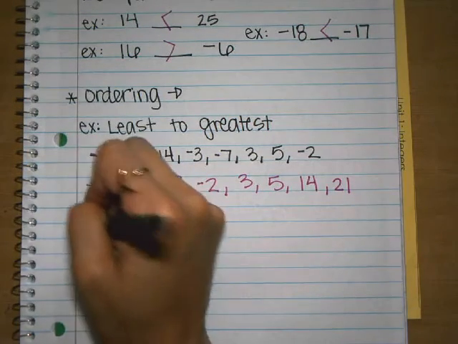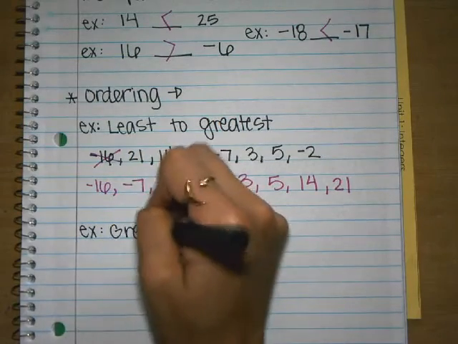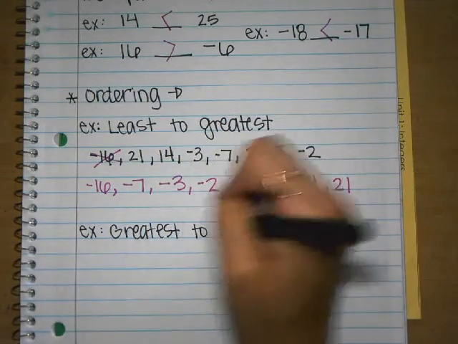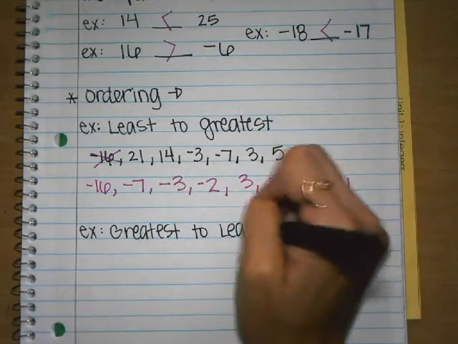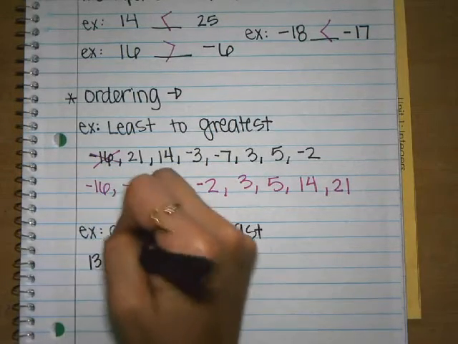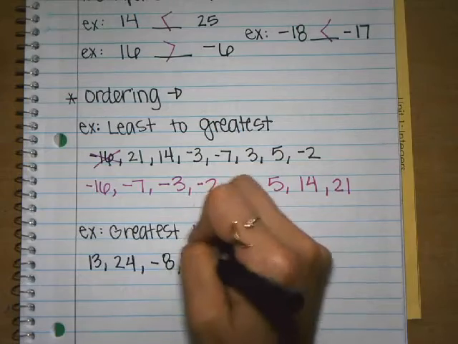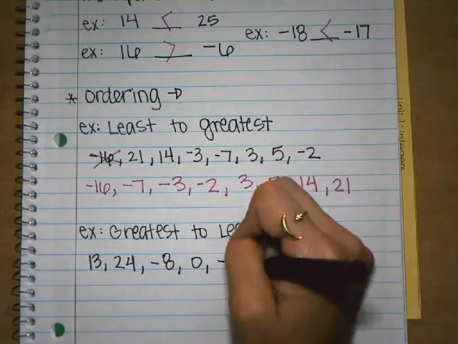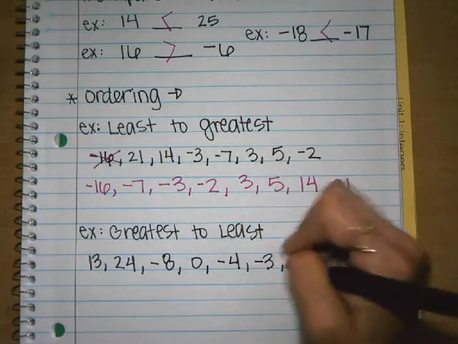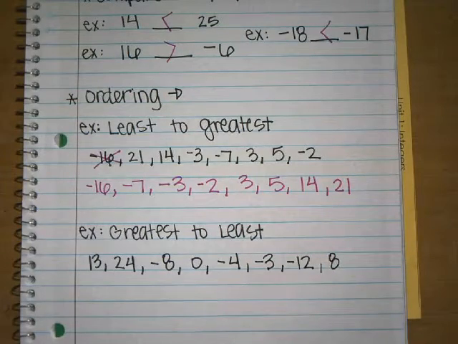Okay, you could also have to order from greatest to least. So here are your numbers. 13, 24, negative 8, 0, negative 4, negative 3, negative 12, and 8. Order those from greatest to least.